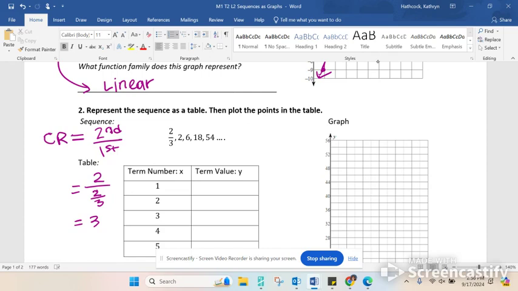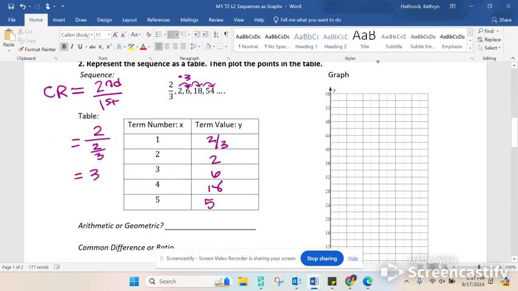If you're looking at this fraction though and you're like, oh my gosh, I don't like fractions, great, you can look from 2 to 6. How do I get from 2 to 6 and 6 to 18 and 18 to 54? You might automatically see that you're multiplying by 3. And if that works best for you and you're able to see that it's timesing by 3, awesome. I'm going to put all of these numbers into my table. So I get 2/3, 2, 6, 18, and 54.